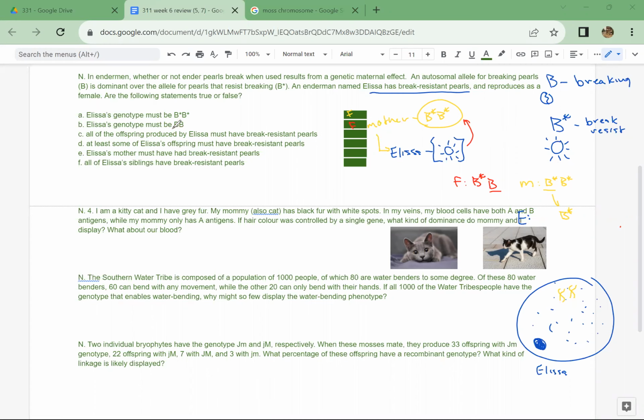Okay, all of the offspring produced by Elisa must have break-resistant pearls. Okay, so we are moving on, and Elisa is no longer the offspring that we're concerned with. Elisa is now the mother.